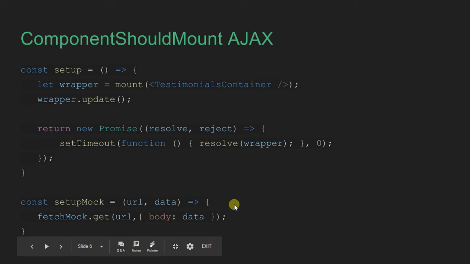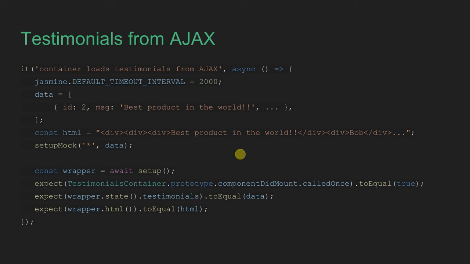Here I'm just doing a mock-up. Fetch mock is awesome. It allows you to just mock any AJAX calls. And what we're doing here is on that URL, get that body. So here's our actual component's testing. I've got some test data. I've got what I think the HTML will look like. I'm going to mock. I should really put the full URL in there, but just to be clear, any URL call will return this data.